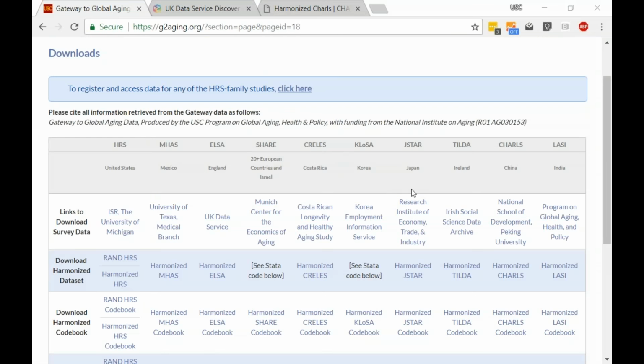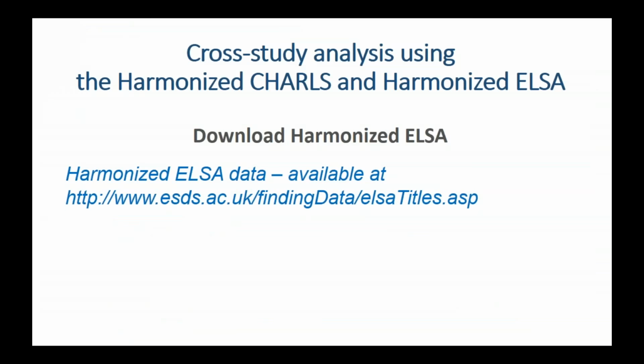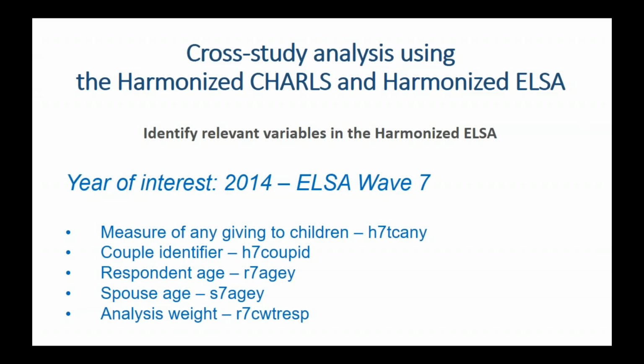All right, so we've got our data now downloaded. I do have the Harmonized ELSA on my laptop here. And then we can identify our relevant variables of interest. I showed you before two ways to find these relevant variables: one is using the codebooks, and the other is using the variable labels inside of the data set itself.